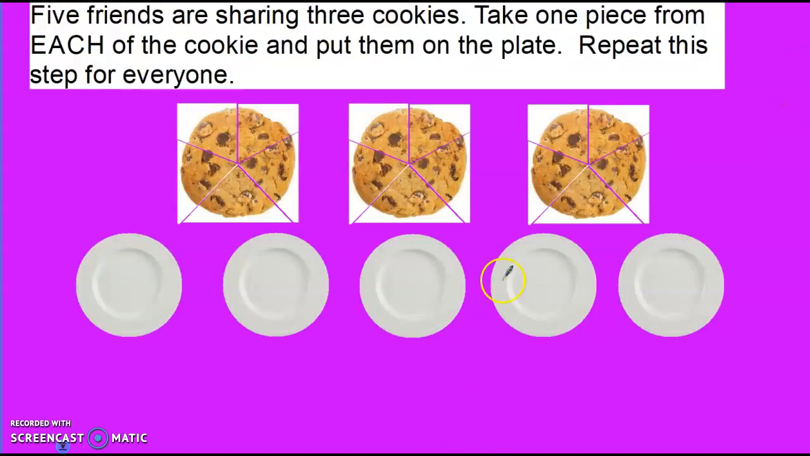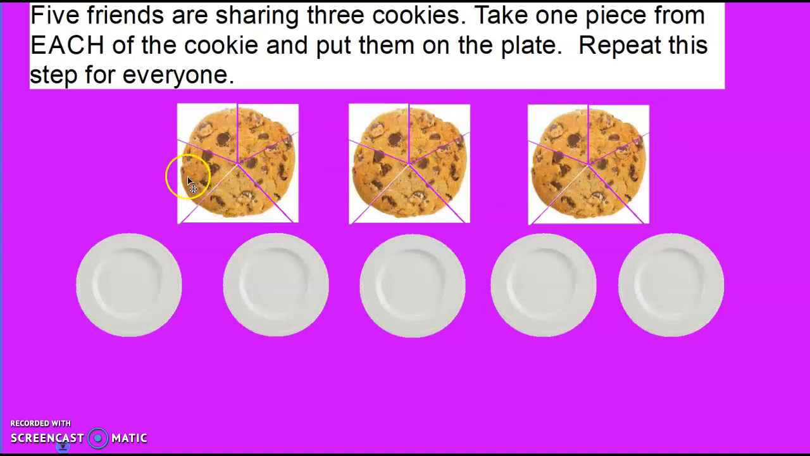The second kind is like this. It all depends on how the question is asked and what the answer choices are in your question. This one said 5 friends are sharing 3 cookies. Take 1 piece from each of the cookies and put them on a plate. Repeat this step for everyone.